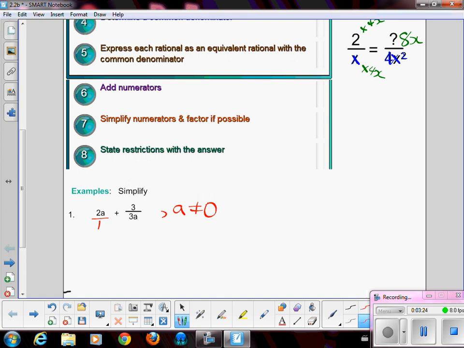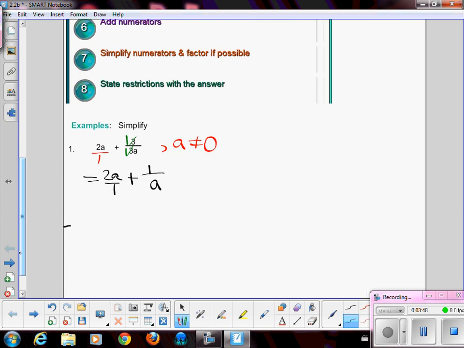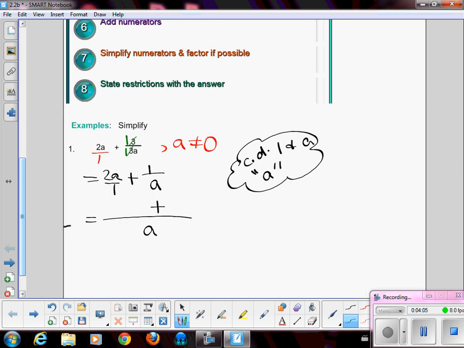The next step says cancel if possible, but only straight up and down. Well, obviously 2a over 1, I can't cancel anything there. However, the second one, 3 goes into itself once. So really what I have for my question here is 2a over 1 plus 1 over a. Now, common denominator, so I'm always thinking common denominator between a 1 and a, obviously would be a, so I need to create my denominator of an a.